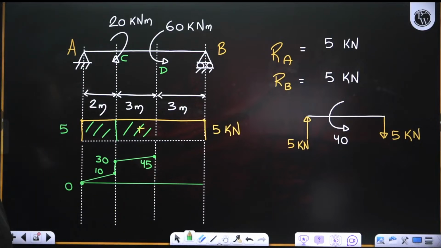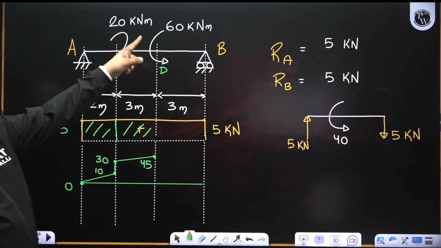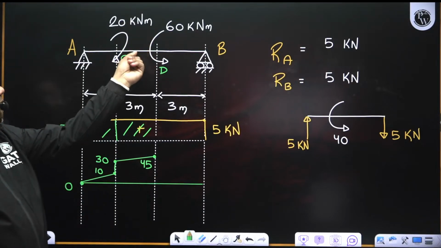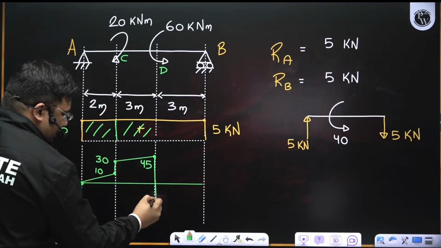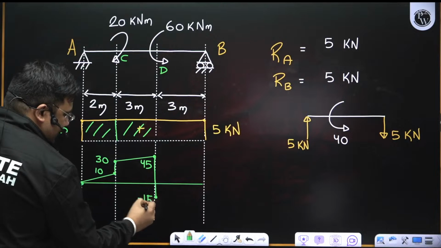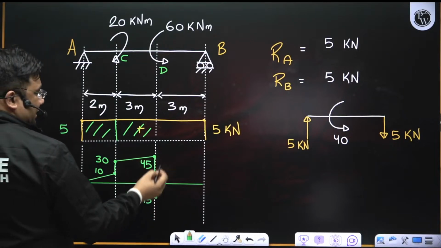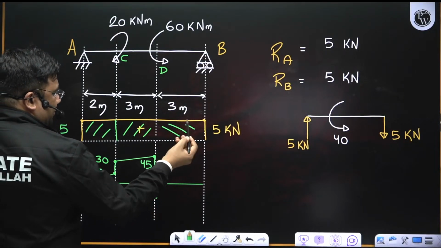It will become 45. But what happened here, you see, there is an anti-clockwise moment of 60. So there has to be a sudden drop here. We'll report minus 15, right? And then again linear, and this area will be 15.